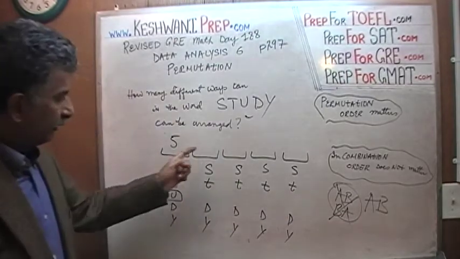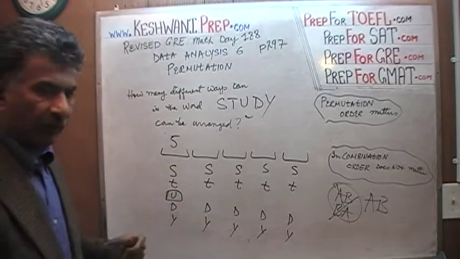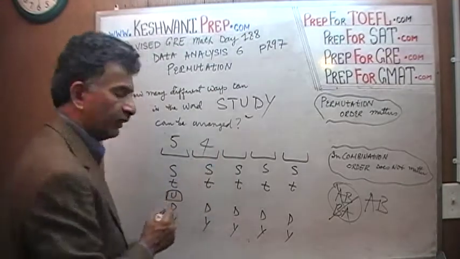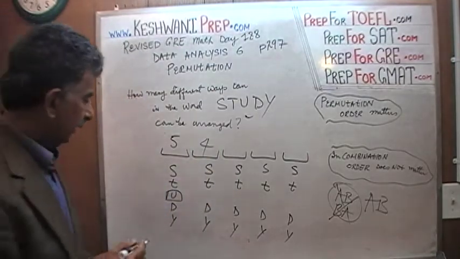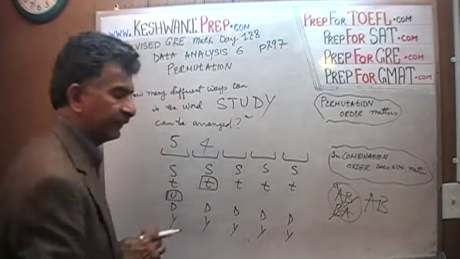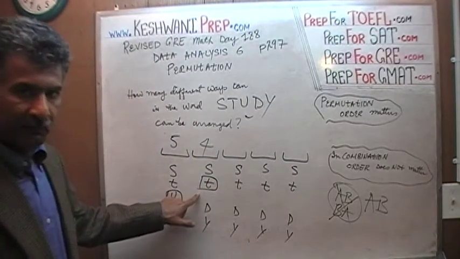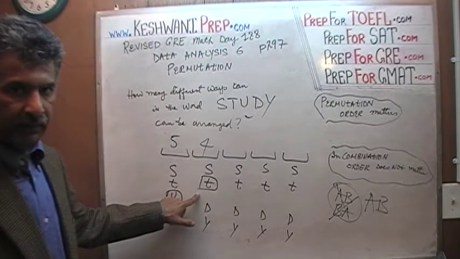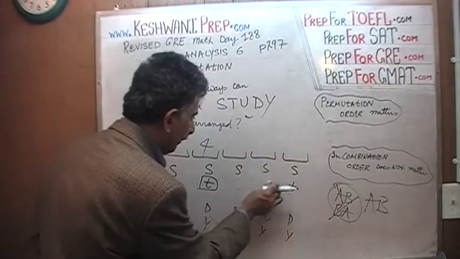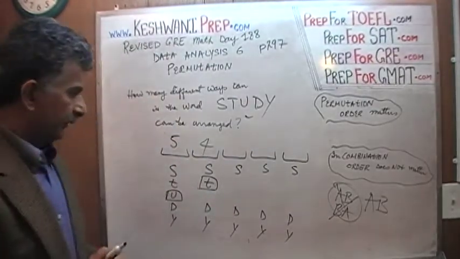How many choices do we have for the second spot? We have four choices for the second spot. There are four different ways we can fill the second spot. Let's say that we pick letter T for the second spot. Once we pick letter T for the second spot, that guy is already chosen. He's no longer available. We can't repeat anything.